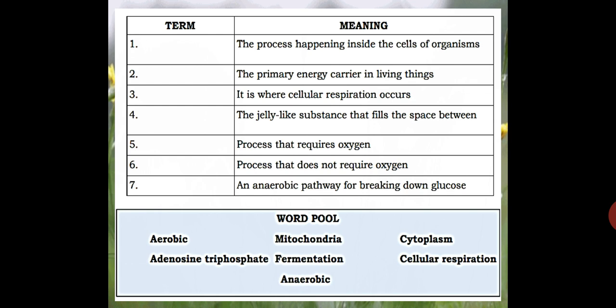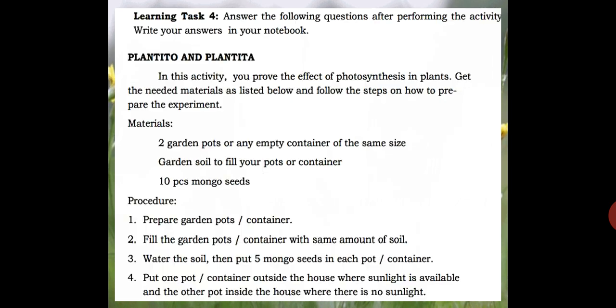For example, number 1. This is the process happening inside the cell of organisms. So, pipili kayo dito sa loob ng box. Number 2. The primary energy carrier in living things. And so on, and so on. So, lahat ng inyong answer will be coming from the box, the word inside the box below.